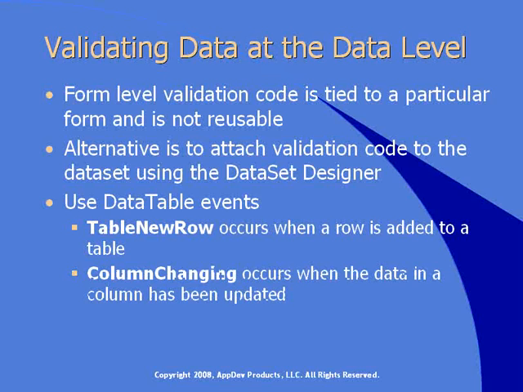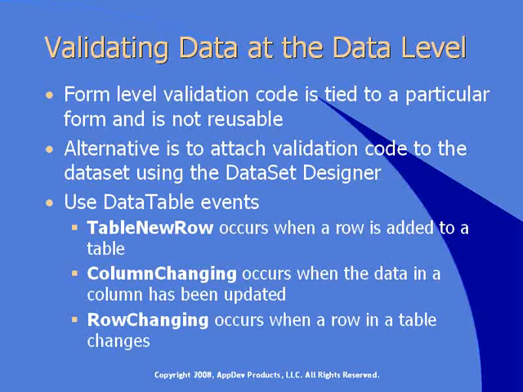You can use the column changing event, and that occurs when data in a column has been updated. So this would be a good place to put the validation for the unit price. The unit price can't be equal to or less than 0. We could put that in the column changing event. Row changing occurs when a row in a table changes. That would be a good place to put our rule that products that cost more than $25 have to have a reorder level less than 100.